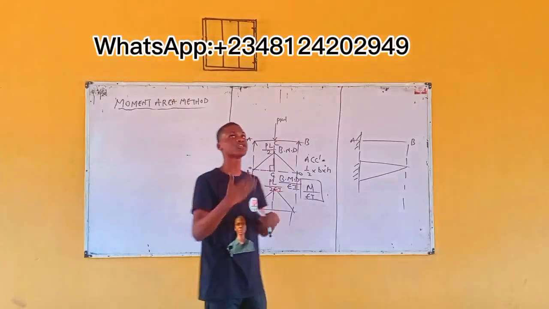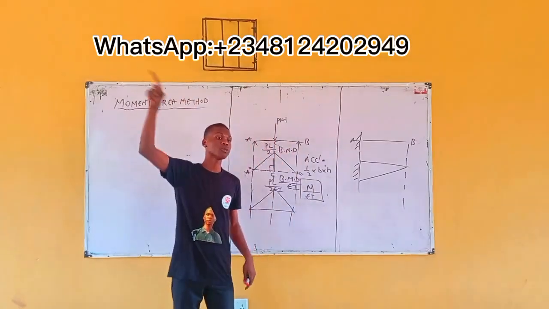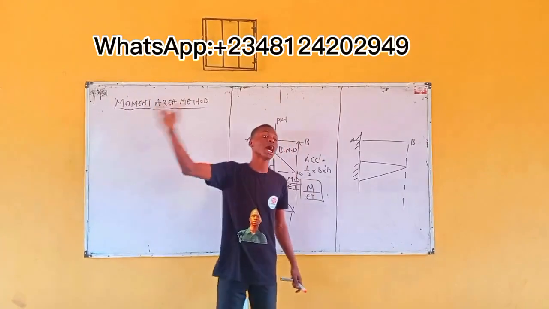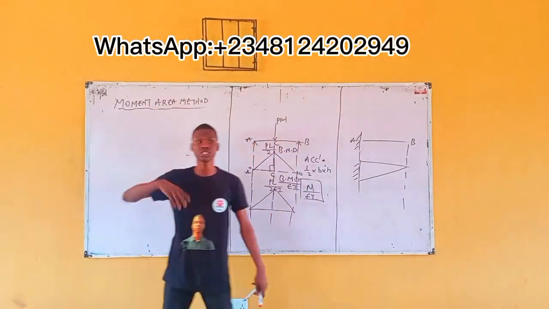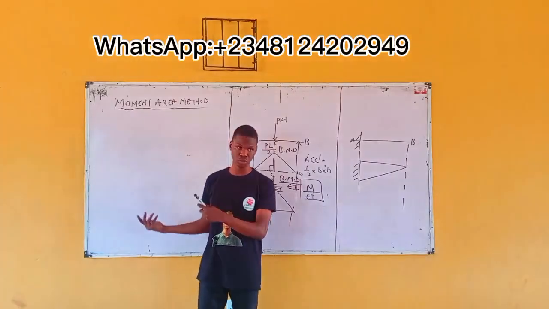Let me say this. The assumptions remain the same. You know, we derived a formula for the double integration method, and we made a lot of assumptions. We said from bending stresses in beams, we have this and that. So the assumptions remain the same. They are still the same assumptions here.